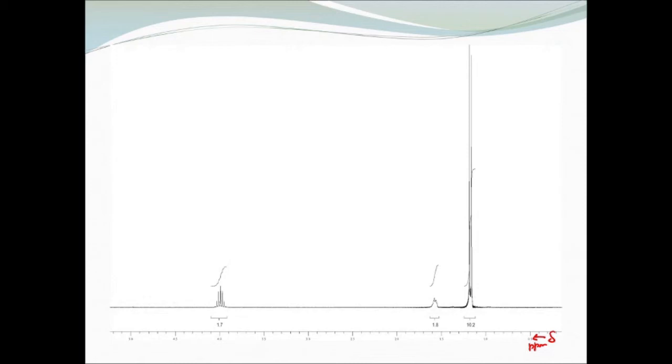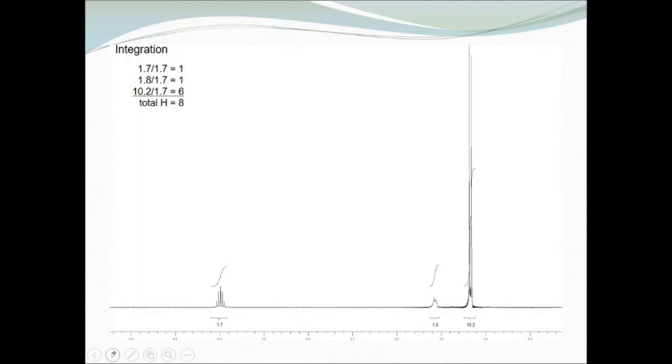And so with the integration, remember, now we have a total unknown. We don't know what any of these values should be. So to normalize it, the approach is to divide each of these by the smallest. 1.7 divided by itself, of course, is 1. 1.8 divided by 1.7 is going to be slightly greater than 1, but it's close enough. We can round that to 1. And 10.2 divided by 1.7 is going to be equal to 6. So at this point, we have a hydrogen ratio. It is 1 to 1 to 6.